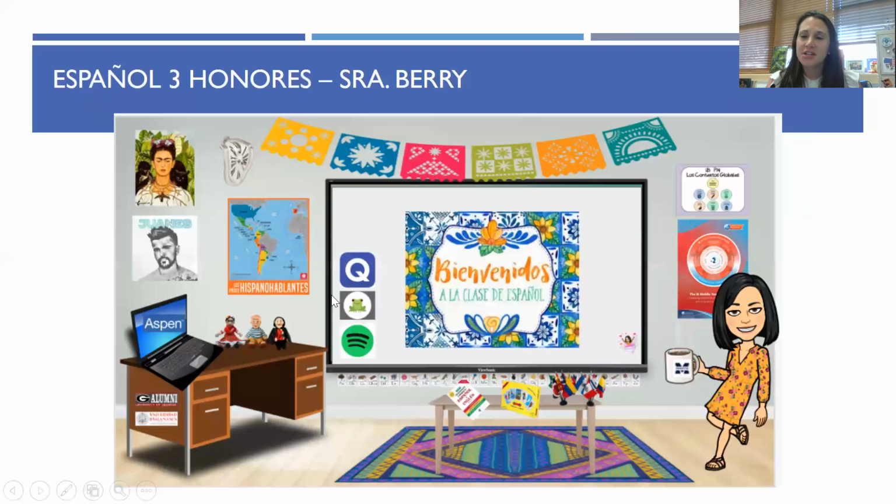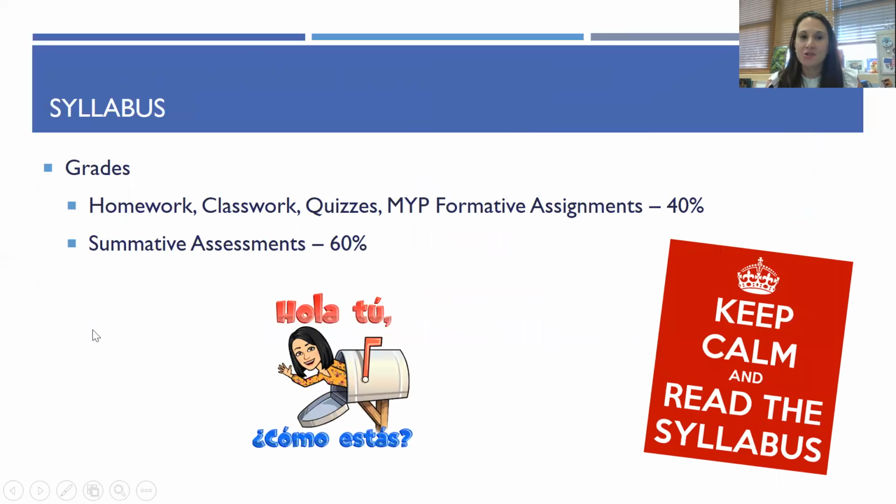This information is for my Spanish 3 honors students' parents. So in Spanish 3 honors, the students are graded as follows: 40% is their homework, classwork, quizzes, and MYP formative assignments. And 60% of their grade is the summative assessment, which is their test.